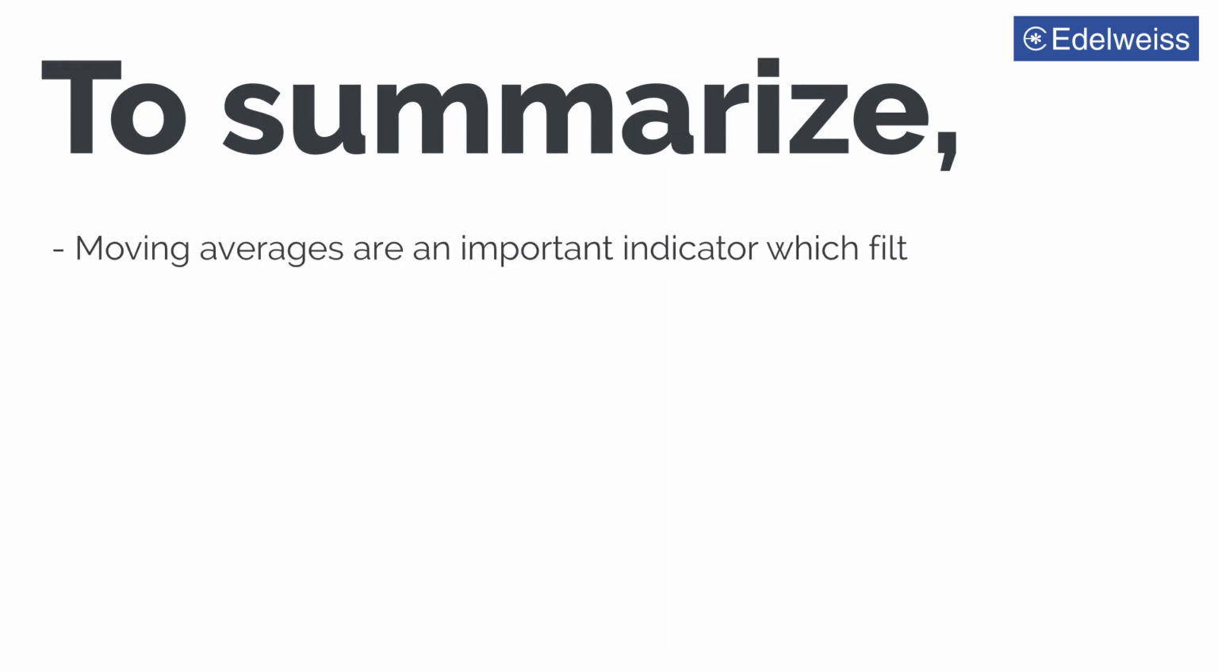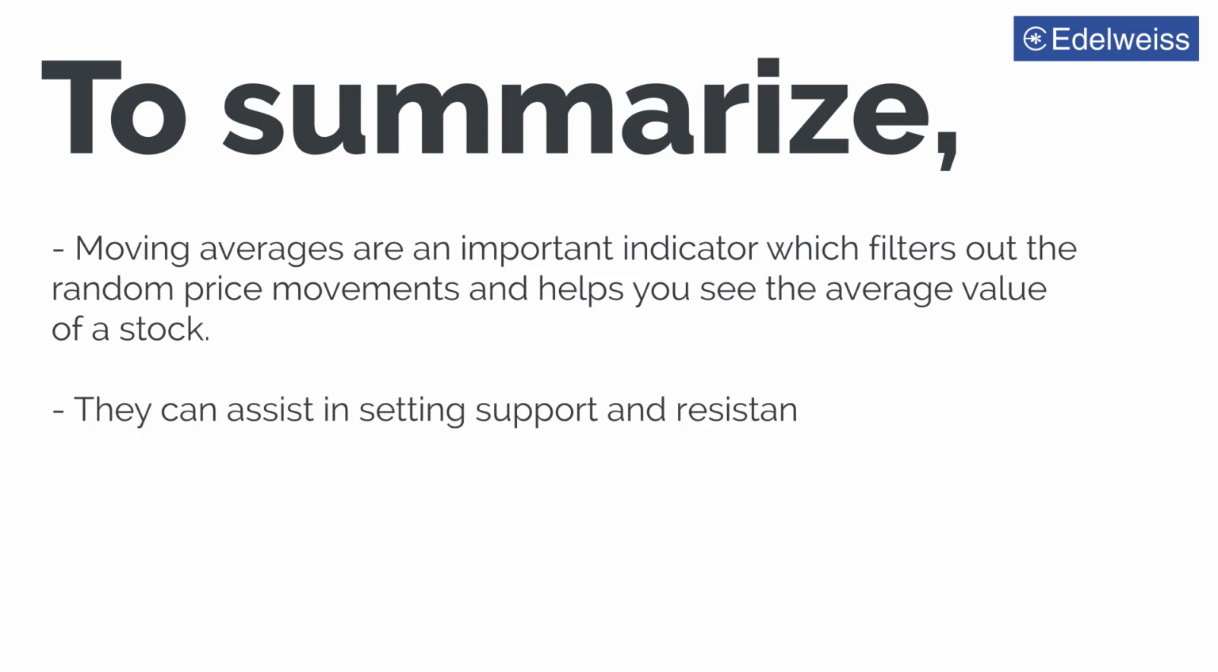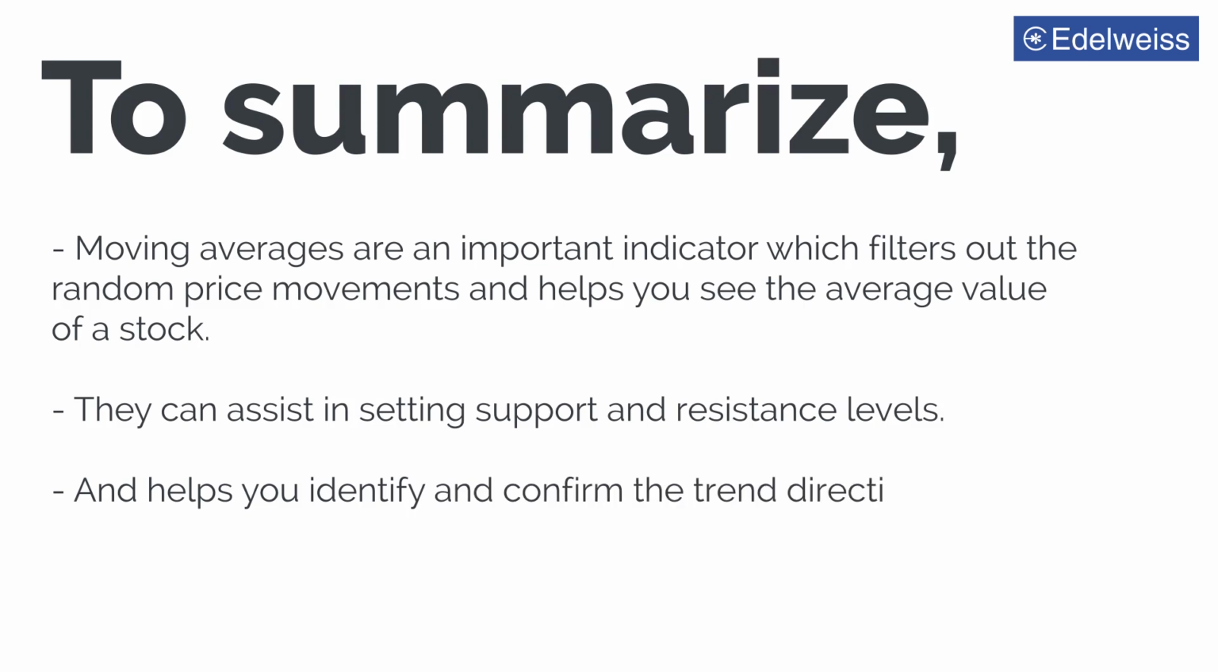To summarize, moving averages are an important indicator which filters out the random price movements and helps you see the average value of a stock. They can assist in setting support and resistance levels and help you identify and confirm the trend directions.